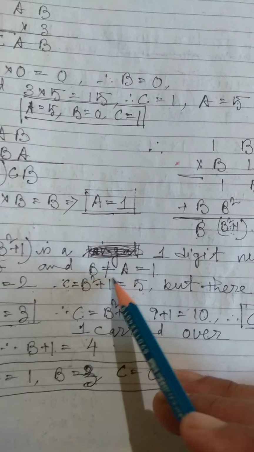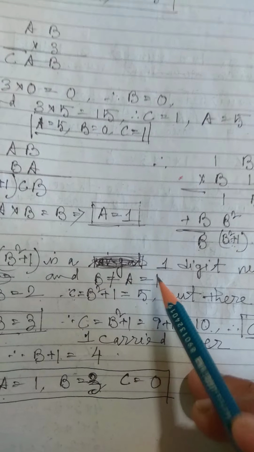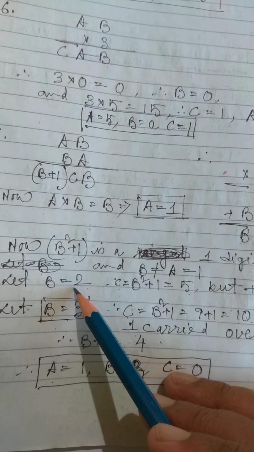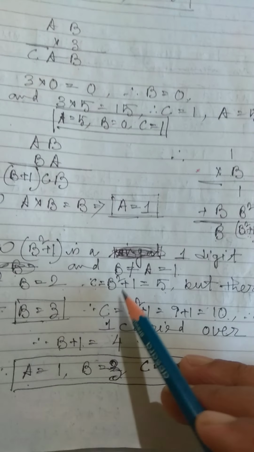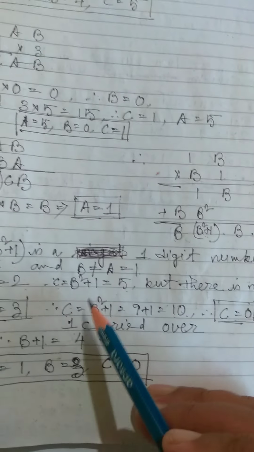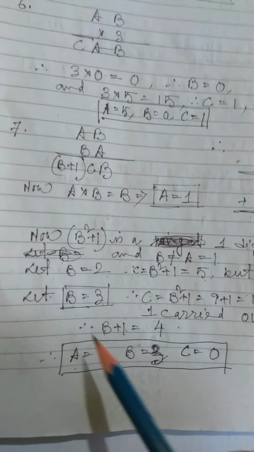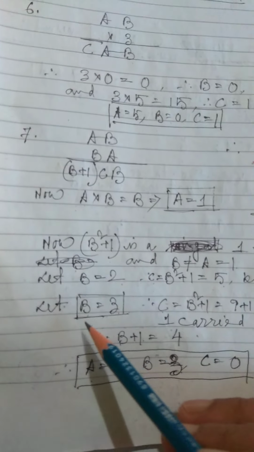And B is not equal to 1, because A equals 1, and B is not equal to A. Therefore let B equal to 2. So when B equals 2, then C equals B square plus 1, so C equals 5, but there is no carry. If B equals 2, then B square plus 1 equals 5, there is no carry. But we need 1 carry, so let B equal to 3.